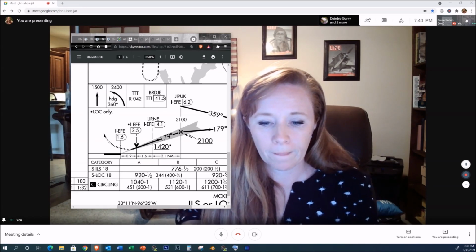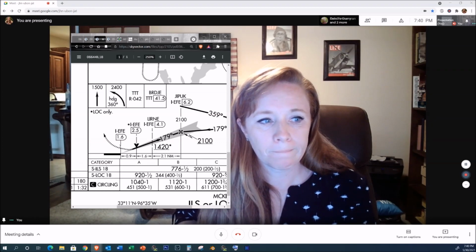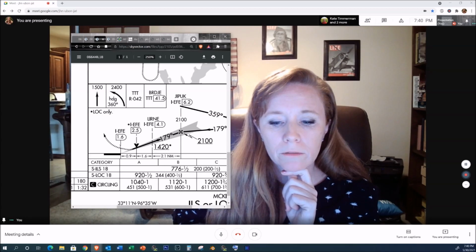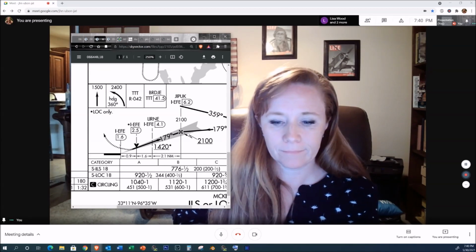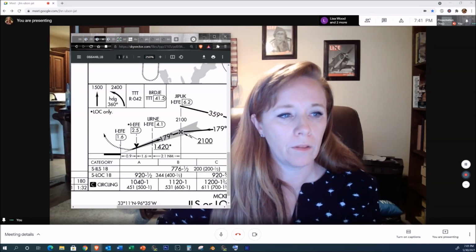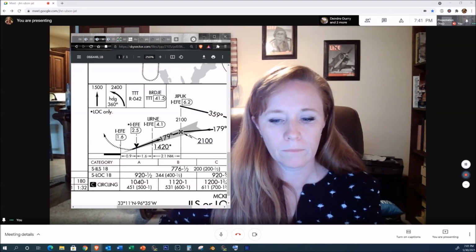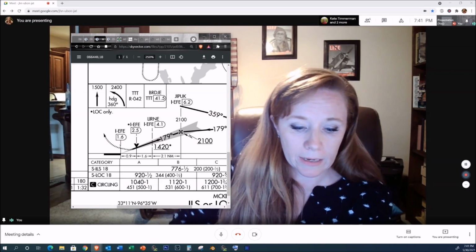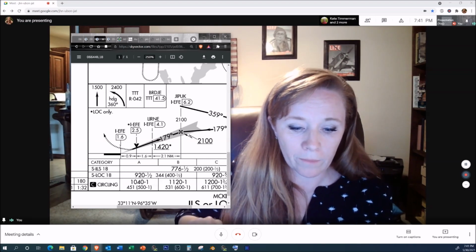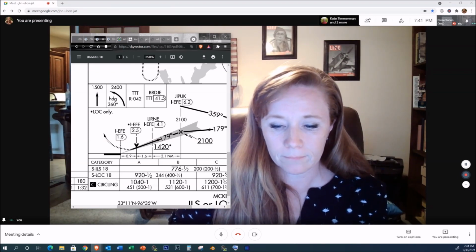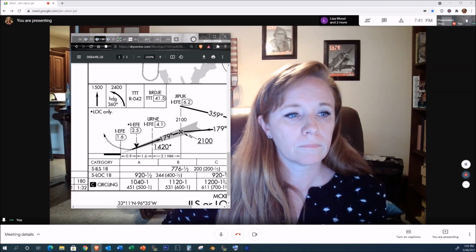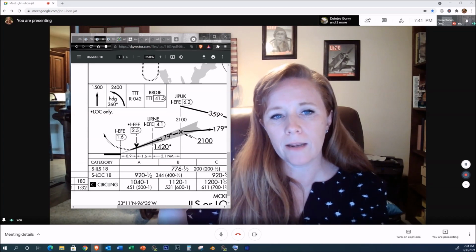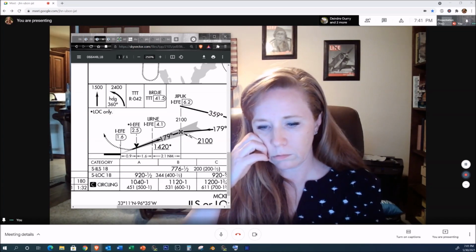So is the VDP calculated for the localizer approach? Yes, because remember, VDP is only for non-precision. Right. So the VDP is calculated for the localizer. Not for the circling. Not for the circling. Yes, it is the non-precision straight-ins. Okay. Yep. Because if you're circling, you wouldn't be descending there. You have to circle first.